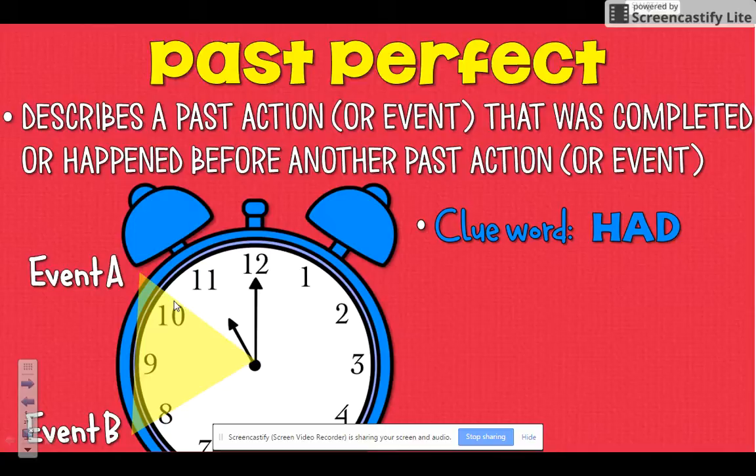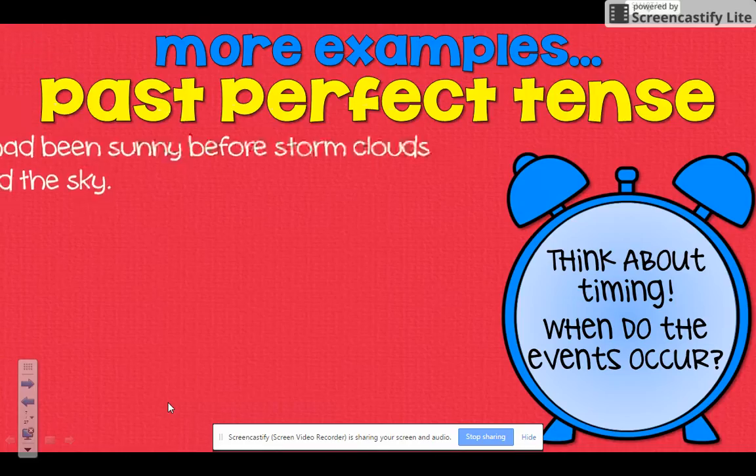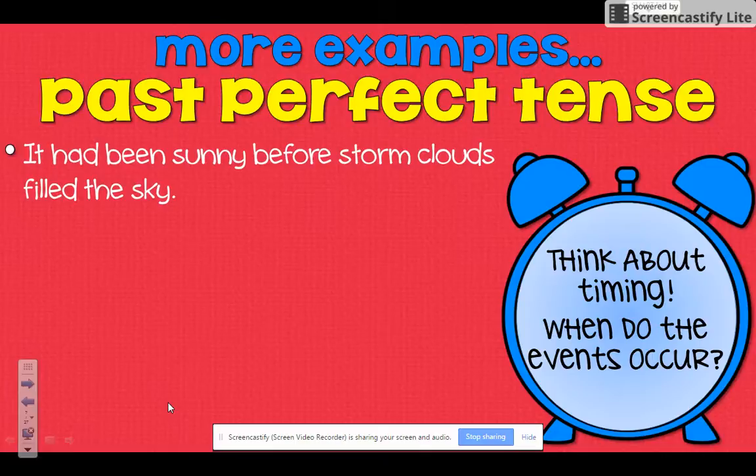Now, if we take a look at this clock, I used a timeline in my example, but we can also think of it as a clock. So this is present. Right now we're at 11 o'clock. And if we're talking about a past perfect verb, that would be event B, because event A is happening in the past, but event B is happening before the past. So if event A happens at 10 o'clock, then event B is going to happen sometime before that, like at 8 o'clock.